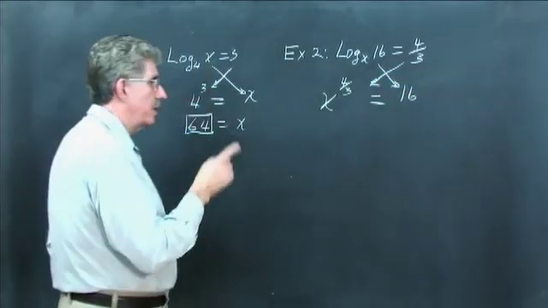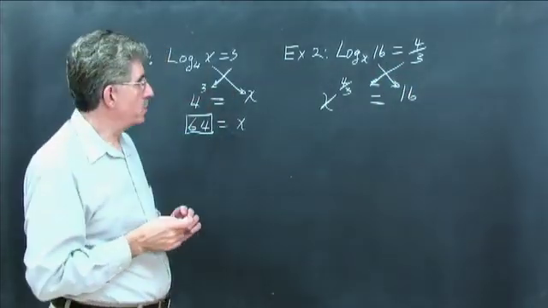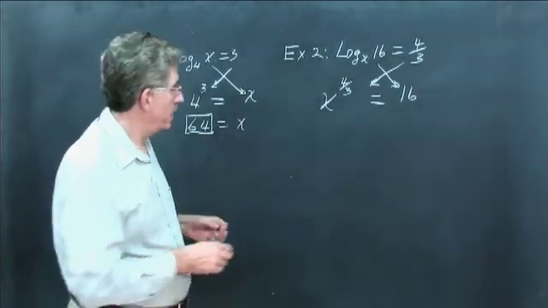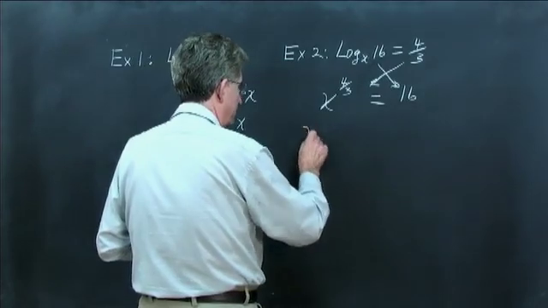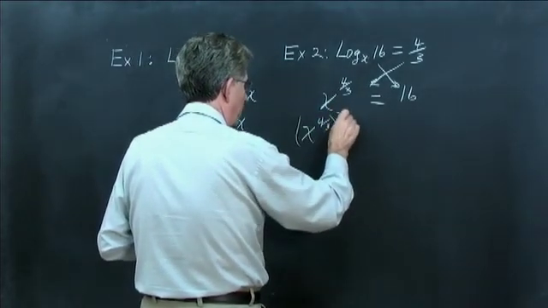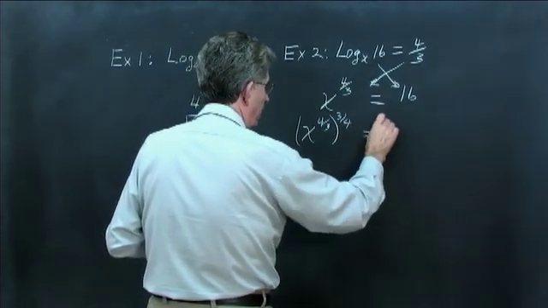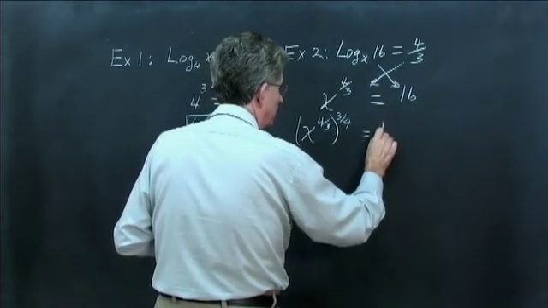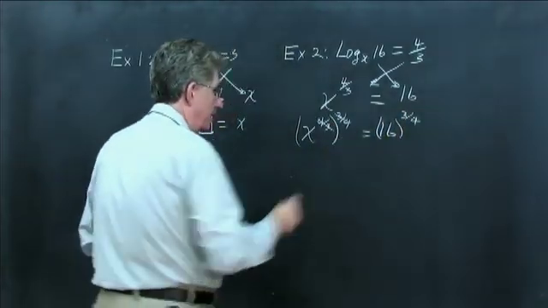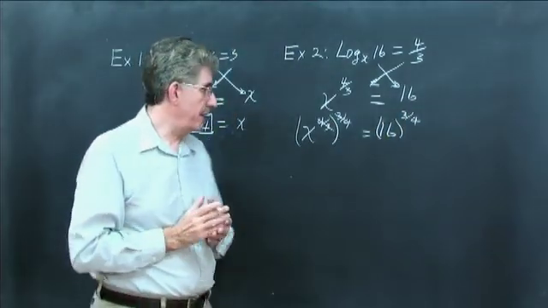Now what we need to do to get x by itself is simply raise both sides to the reciprocal power of what that is. That would be the 3/4 power. So look at this. That's 16 to the 3/4. Now, this had the intended effect. That's why we did it, to get those to cancel.